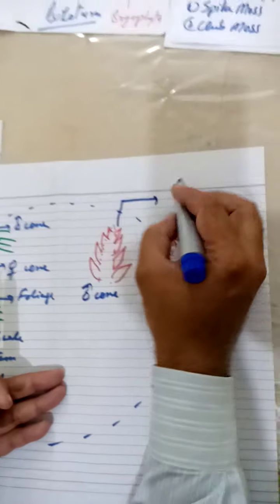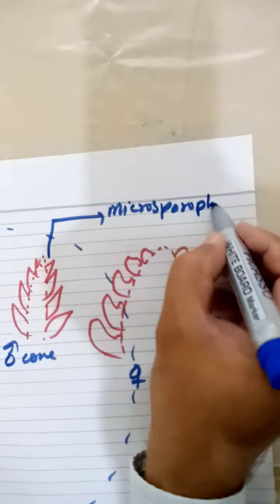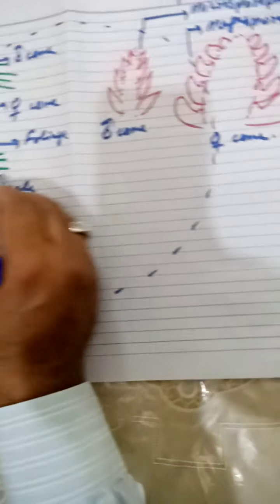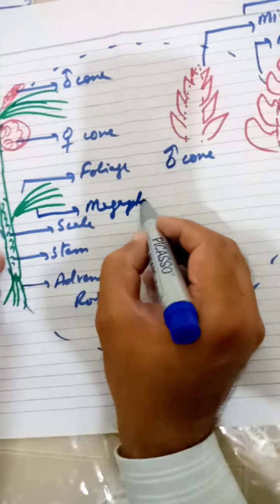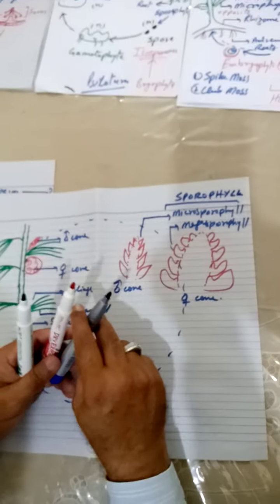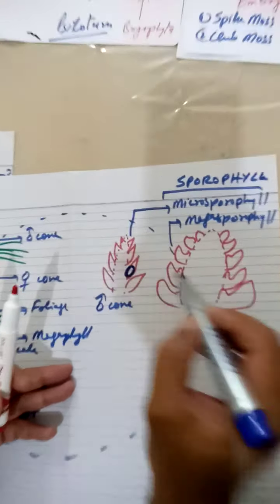Their leaves are called microsporophylls, and in the female cone, megasporophylls. Both are collectively called sporophylls. These leaves are called megaphyll, multivenated. These are megasporophylls. Differentiate this one. Here is the microsporangium. Here is the ovule, and the ovule contains the megasporangium like this one.